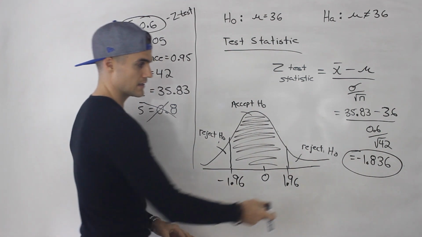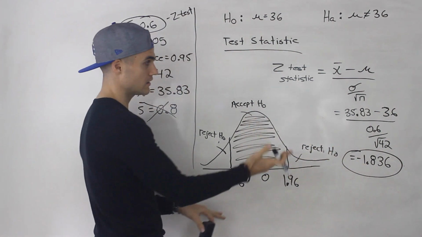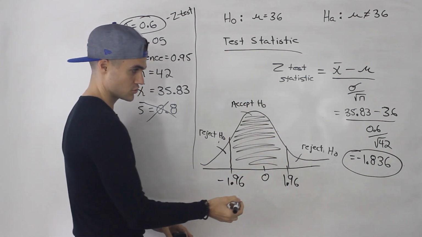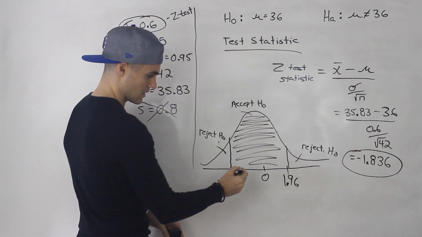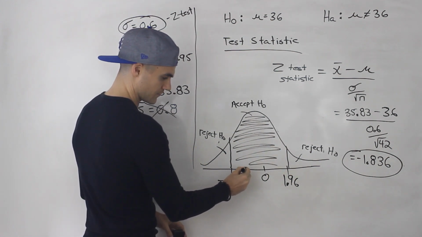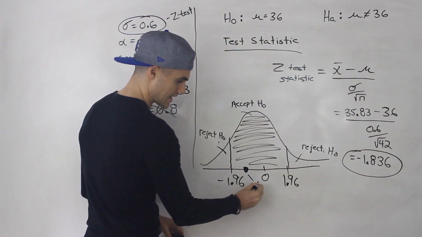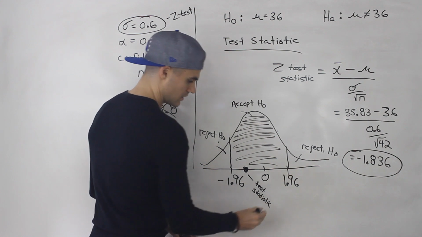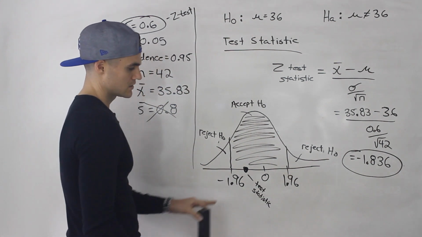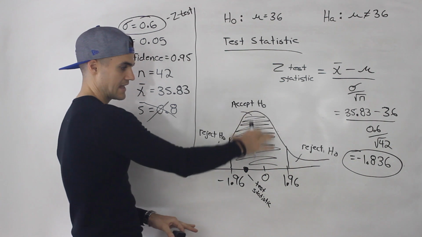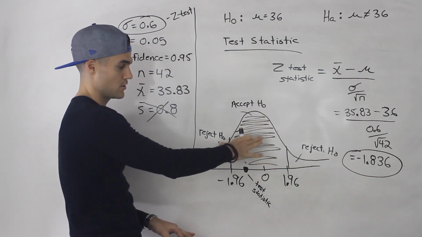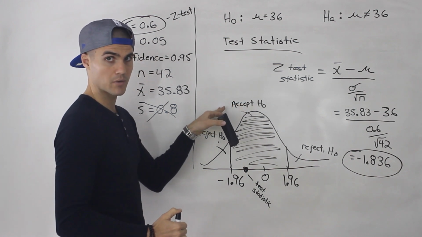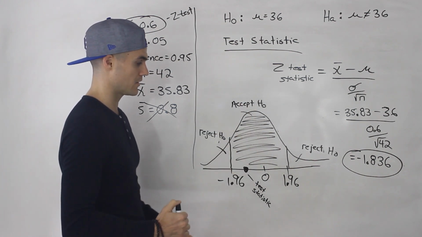And so what you do is you take that now, right? We converted it to a z-score, and you put it on your distribution. Where's negative 1.836? Well, that's going to be like over here, right? So this is where the test statistic is. You may want to put that these are critical values. So notice that the test statistic, it's in the acceptance region or the non-rejection region. And so we continue to accept the null hypothesis, or we fail to reject the null hypothesis.